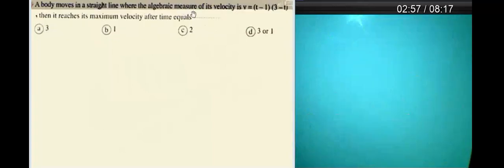Another question. A body moves in a straight line where the algebraic measure of its velocity v equals t minus 1 multiplied by 3 minus t. Then it reaches its maximum velocity after time equal blank. The phrase maximum velocity means acceleration equals 0, because at maximum velocity we get a number, and the derivative of a constant number equals 0. So in this example we must put a equal 0.